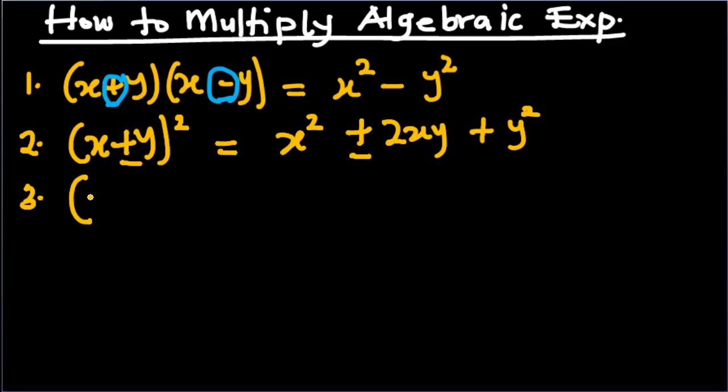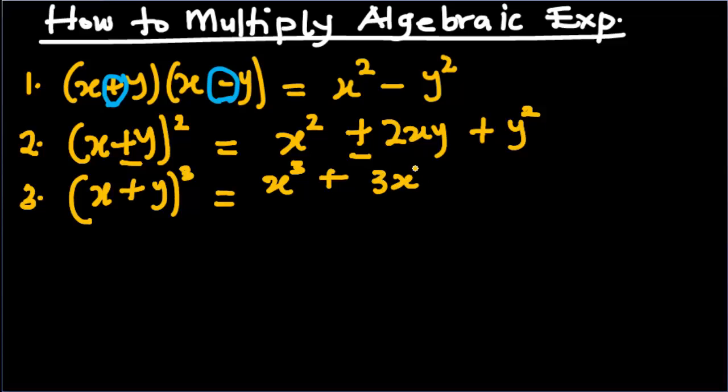The other frequent formula that you use is when we have (x plus y) cubed, which simplifies to x cubed plus 3x squared y plus 3y squared x plus y cubed.